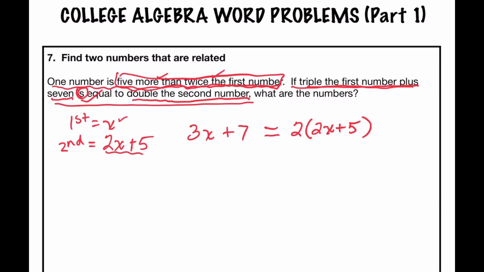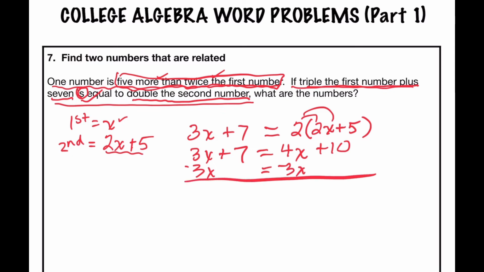Now I'll go through the equation solving process. The left side is already simplified. However, the right side has a distributive property. 2 times 2x is 4x, and 2 times 5 is 10. Now I'm going to gather all my variables on one side and my numbers on the other. I'm going to choose to subtract 3x from both sides in order to keep my variable positive. So 3x minus 3x is 0. 0 plus 7 is 7. 4x minus 3x is x. Plus 10. Now I'll subtract 10 from both sides. 7 minus 10 is negative 3.